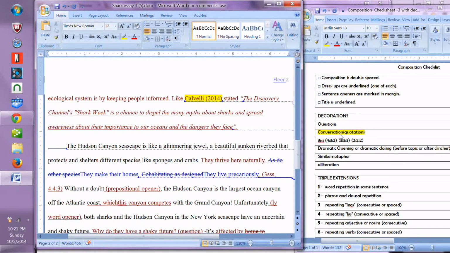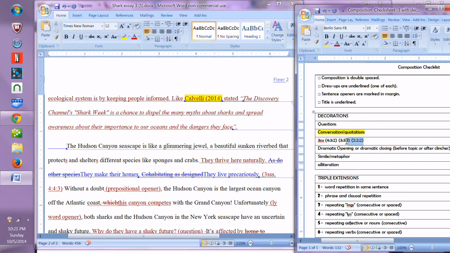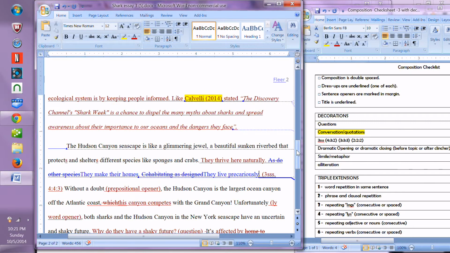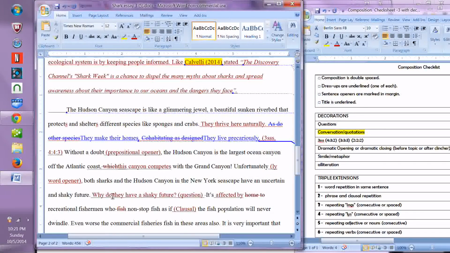You did good on your quotation question. This is a little tricky, so we'll keep working on that. And your question, why do they have a shaky future? It is affected by recreational fishermen who non-stop fish as if the fish population will never dwindle. That's good. Unfortunately, both sharks and the Hudson Canyon and the New York seascape have an uncertain and shaken future. Why did they have a shaky future? That's a good job on doing that.